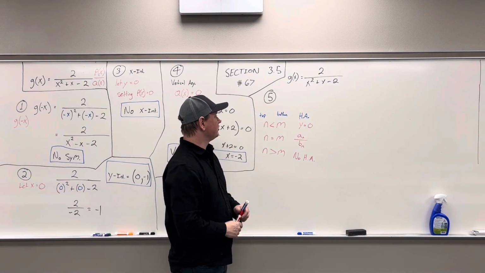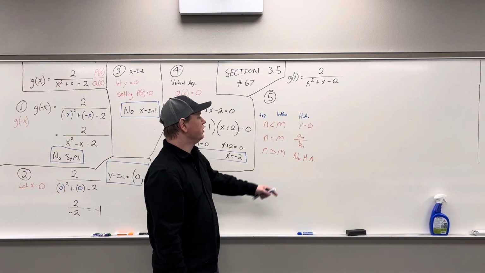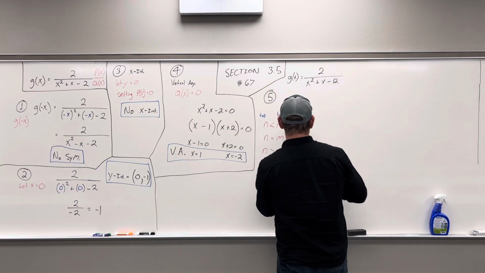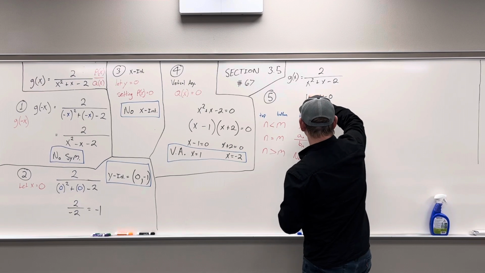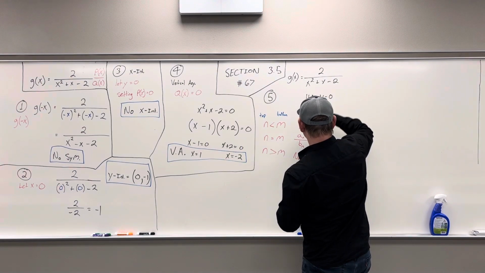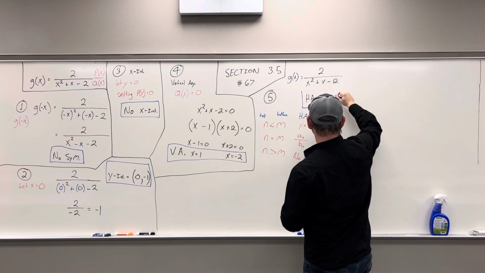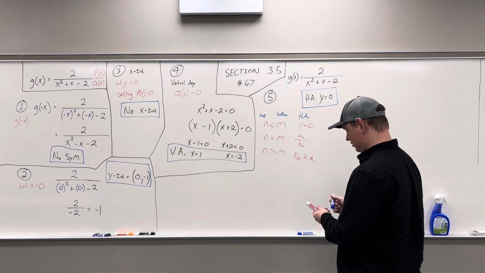So in this case, we see that the top is in fact smaller than the bottom. So our answer ends up being y equals 0 for our horizontal asymptote. So here we have y equals 0 is our horizontal asymptote. And I'm going to box that one in. Awesome.